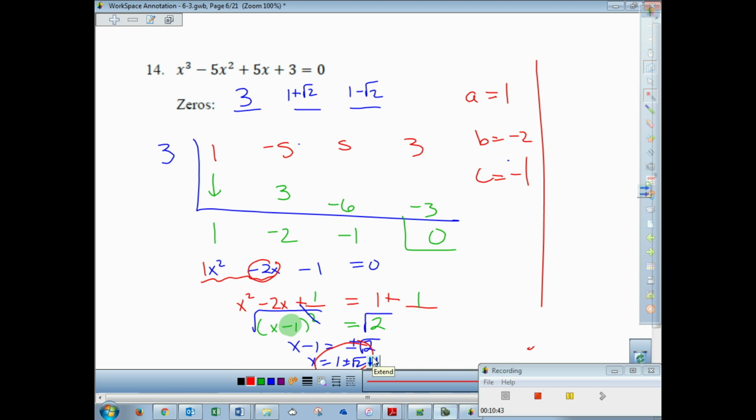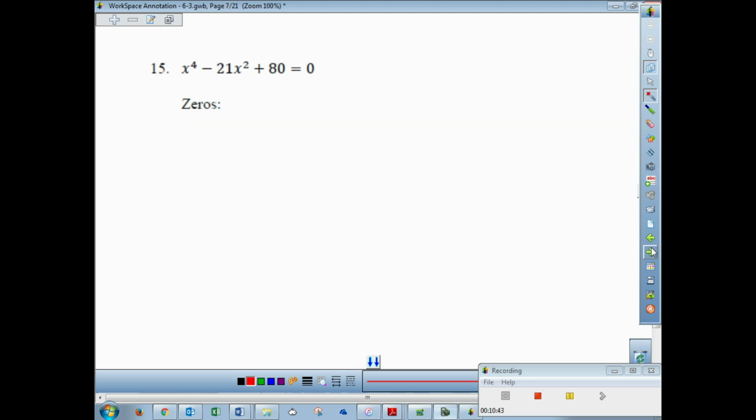Whatever floats your boat. But if A is 1 and B is even, I'm telling you, this is faster if you know how to do it. So yay for that. There's our 3 roots. Next one, how many possible roots? We're on 15, by the way. How many possible roots are there? 4. Boom, boom, boom, boom.